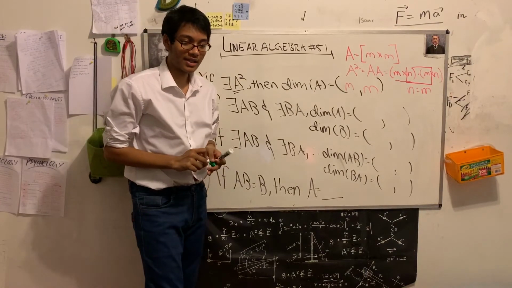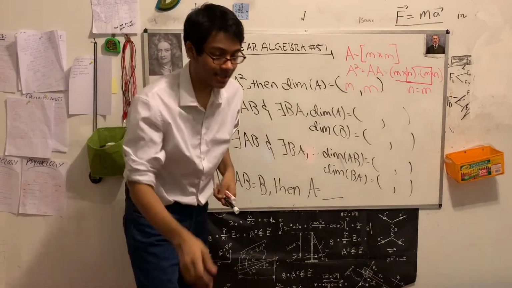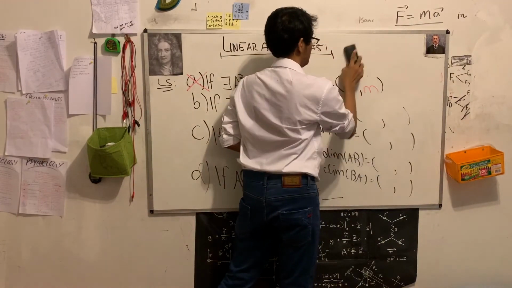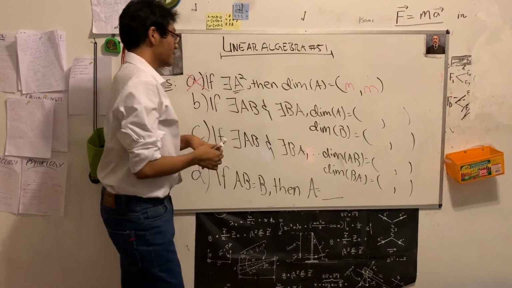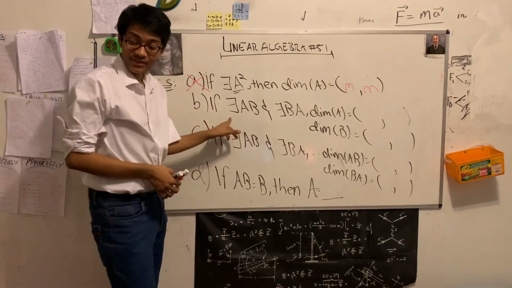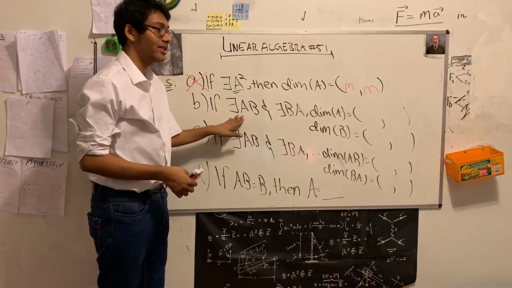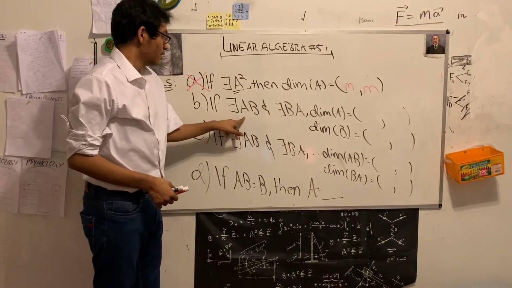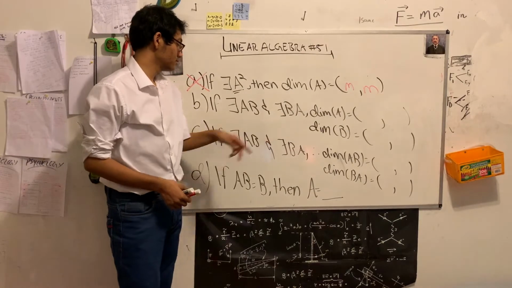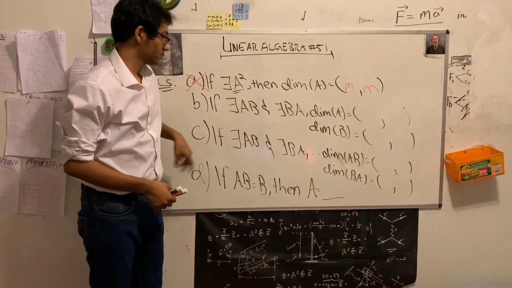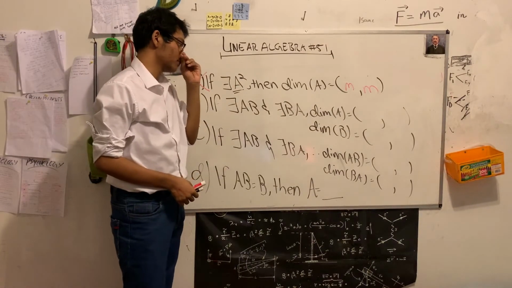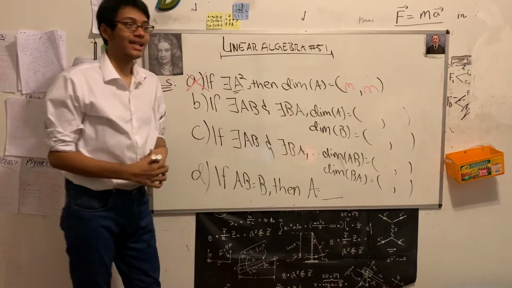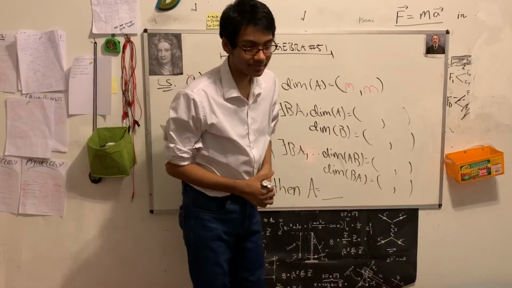So hopefully now you get that kind of matrix thinking in your brain. Next question. Let's see what our next question is. Alex, you want to read it? If there exists A and B, there exists the product AB, and there exists the product BA, then what are the dimensions of A and the dimensions of B? Okay. So any idea how we can tackle this question?